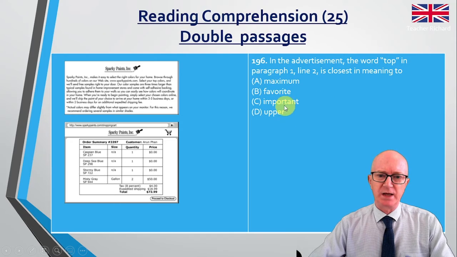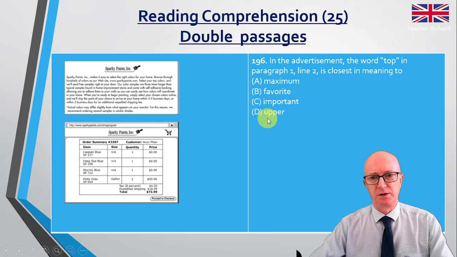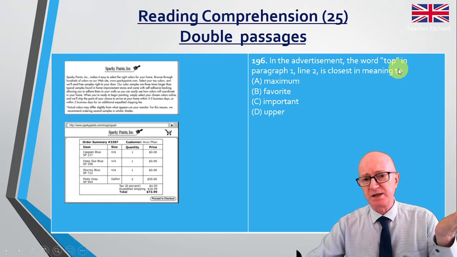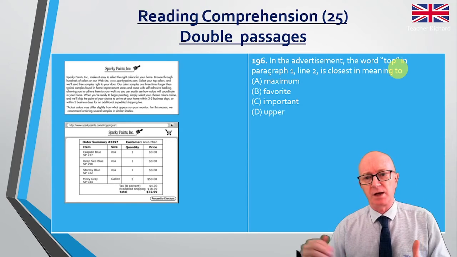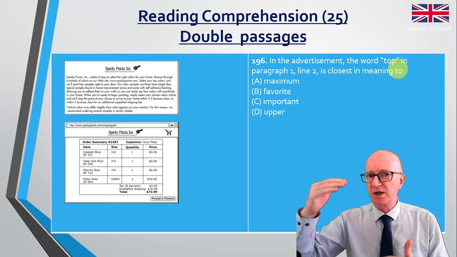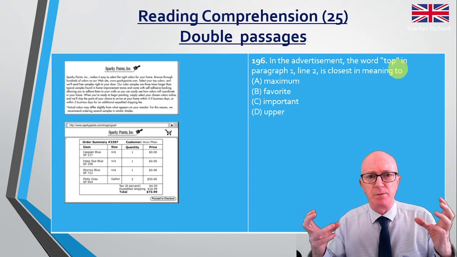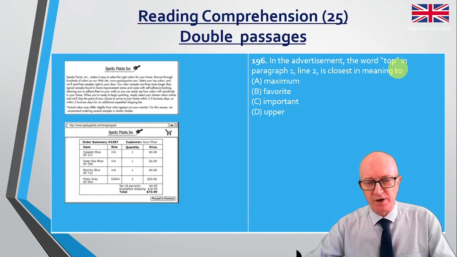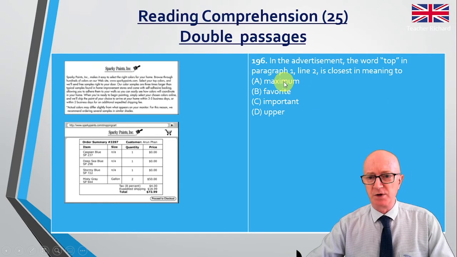So for top, we have A, maximum, B, favourite, C, important, D, upper. They're all pretty closely linked to the word top. Top could mean maximum. Top could mean upper, like, I'm going to the top floor, I'm going to the upper floor. I'm at the top of my game, I'm at the maximum level of my game. We could use that. However, in the context of this passage, top does not mean maximum. Top does not mean upper, and top actually does not mean important. It means favourite.